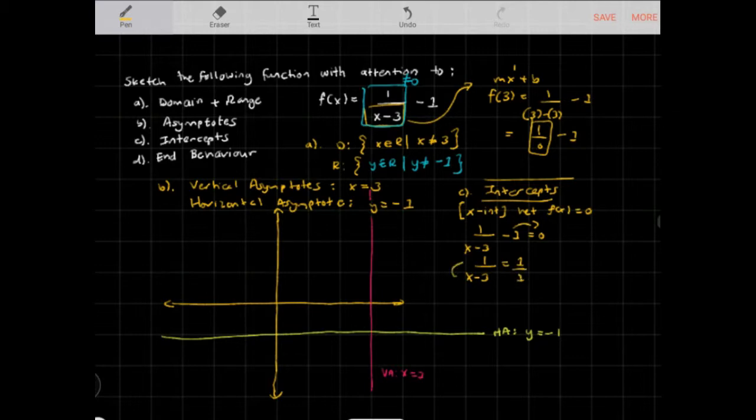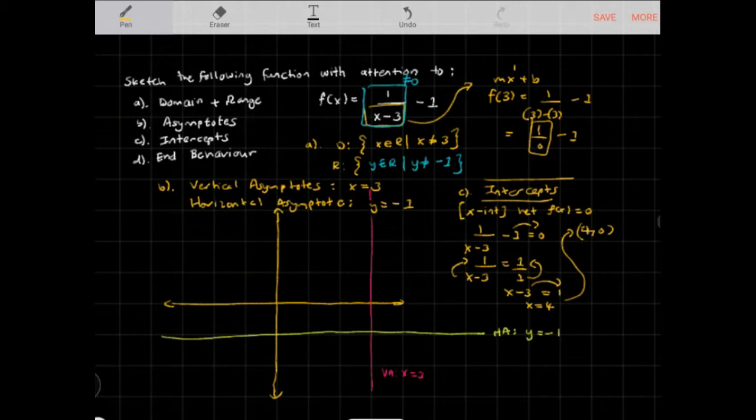And what I'm going to do is take the reciprocal. You can also cross multiply, it's the same notion. And you basically get x minus 3 is equal to 1. I'm going to move the 3 to the other side. X is equal to 4. So because y is equal to 0 and x is equal to 4, the point here is (4, 0). So that's my x-intercept.